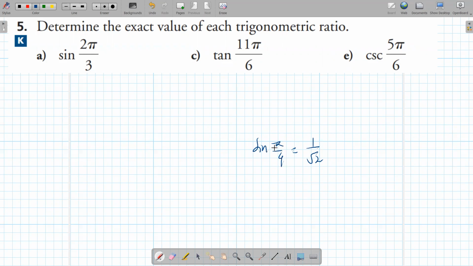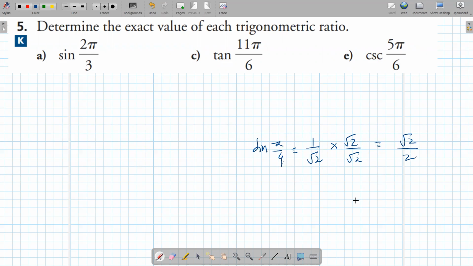He says 1 over root 2, but then after that you have to rationalize it, because you don't want to have a root in the denominator. So you multiply the top and bottom by root 2 over root 2, because you're just basically multiplying by 1. So sine pi over 4 is root 2 over 2.